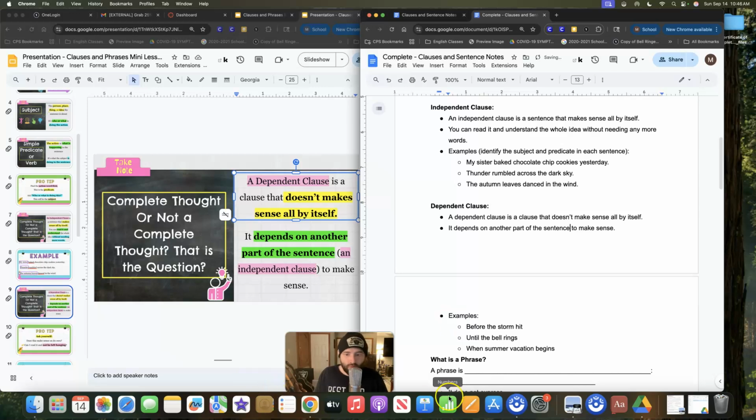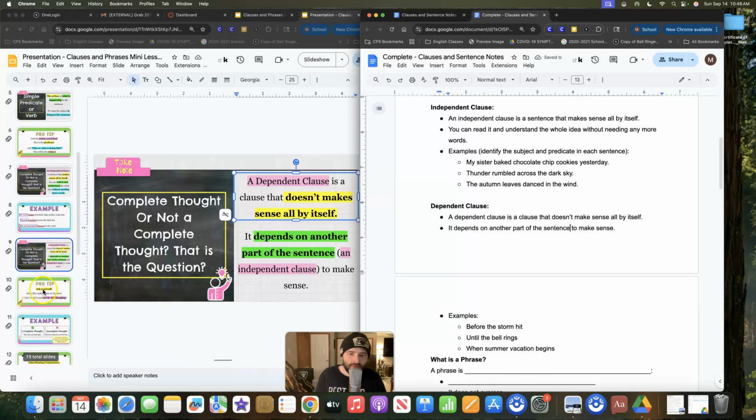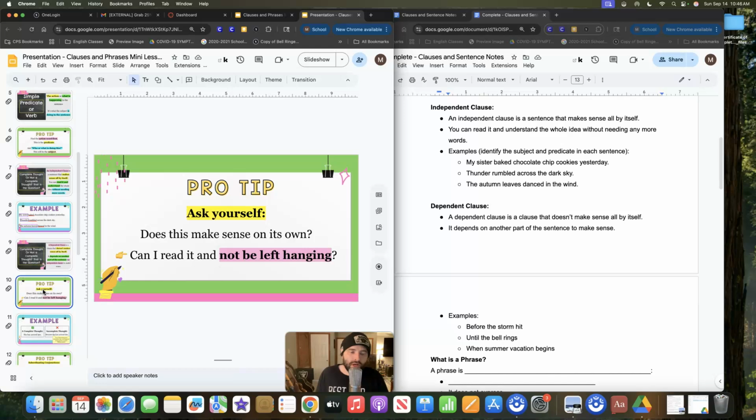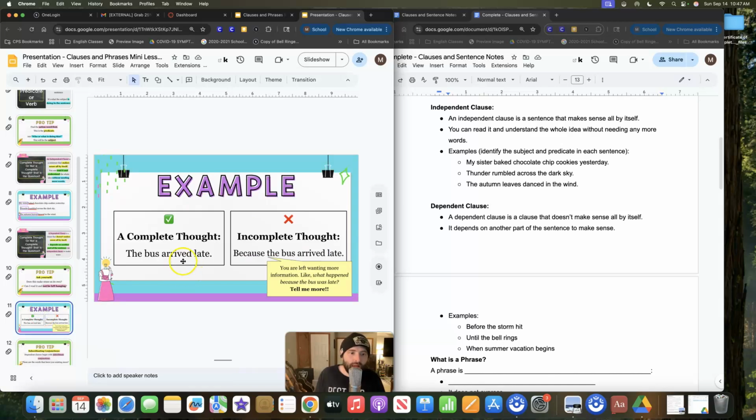For example, I have a pro tip first. Ask yourself, does this make sense on its own? Can I read it and not be left hanging? So, example here, a complete thought: the bus arrived late. We see it. That's an independent clause. But if you add this word, because, in front of it, it's now an incomplete thought: because the bus arrived late.